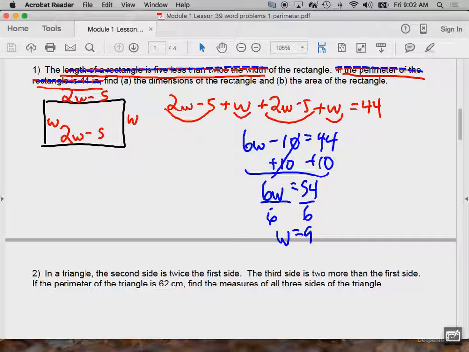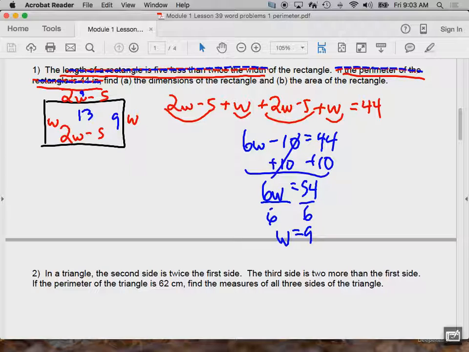So I come over here and I say that the width is 9. But if you look, A says find the dimensions. What are dimensions of a rectangle? It's all the sides, like the length and width. And if it was a cube, it would be length, width, and height. So the width is 9, what's the length? 13, good, because I plug in the 9 here for W. 2 times 9 is 18, minus 5 is 13.